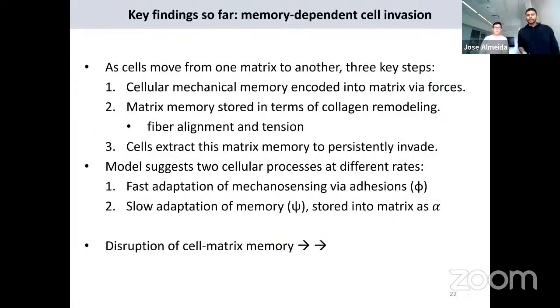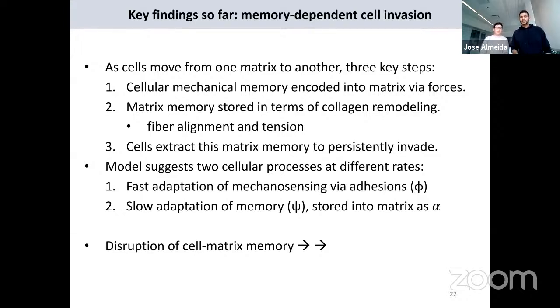So in conclusion, as cells move from one matrix to the other, there are three key steps involved here. The cellular mechanical memory is encoded into the matrix via forces. The matrix memory is stored in terms of collagen remodeling, which is fiber alignment and tension. And cells are able to extract this matrix memory to persistently invade.